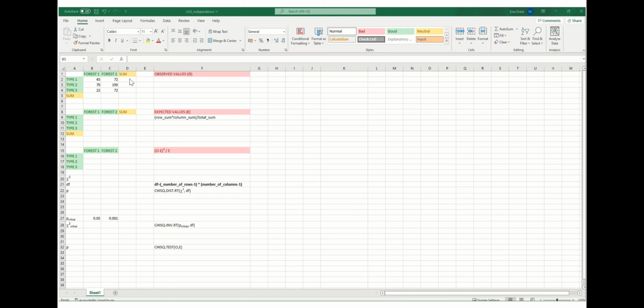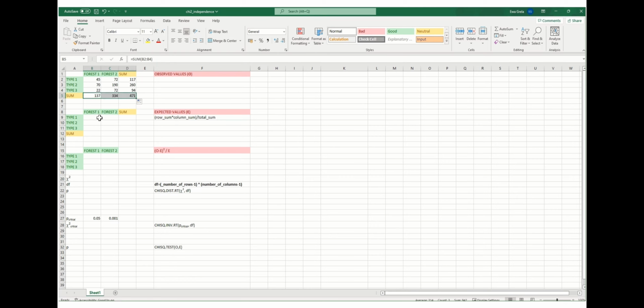table. In Forest 1, we observed 45 oak trees, 70 pine trees, and 22 birch trees. In Forest 2, we observed 72 oak trees, 190 pine trees, and 72 birch trees. We calculate the total number of observations in each row and column using the Excel function sum. We also compute the total sum of all observed frequencies.